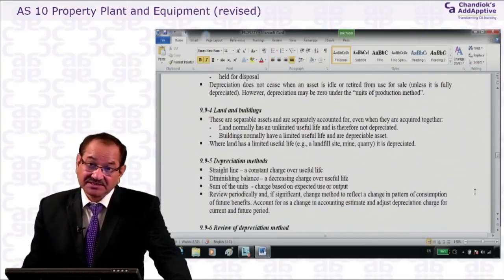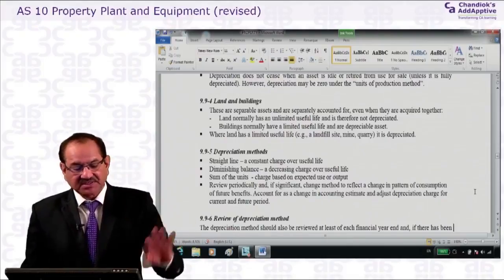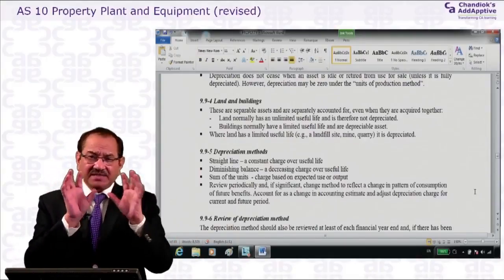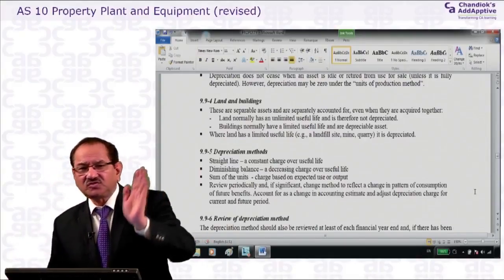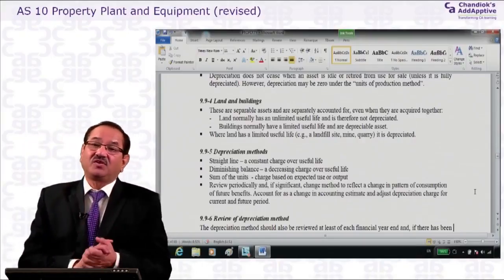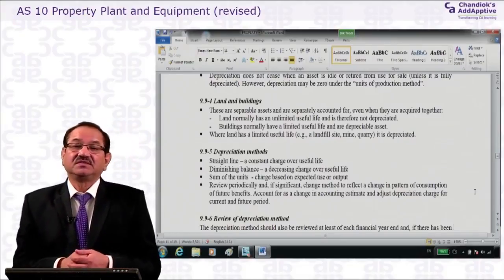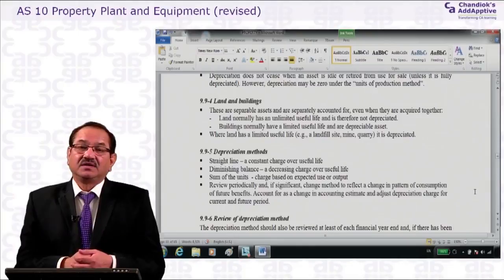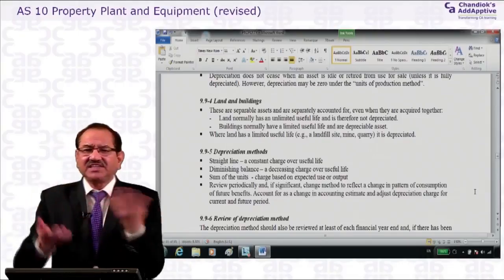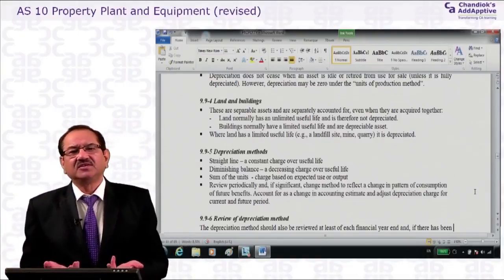Depreciation method: the standard says that generally followed methods are the straight line method, diminishing balance method, and units of production method. But it does not prescribe any method. It does not say that you should follow these methods. The principle it provides is that whatever depreciation method you follow, it should reflect the consumption of the future benefits. If the pattern of consumption of future benefits changes, then it will be a different depreciation method.